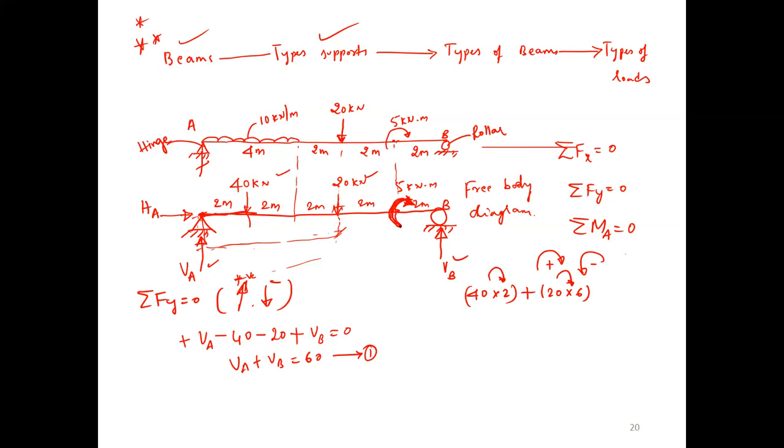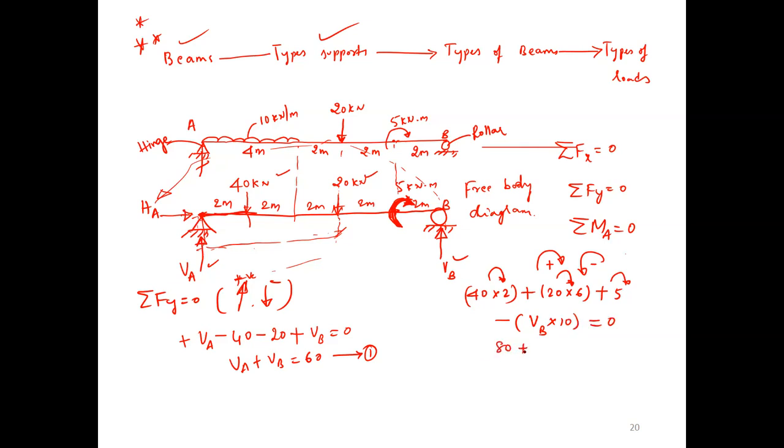Next, this is already a moment. Which kind of moment? Clockwise or anti-clockwise? Clockwise. So plus 5, clockwise. And this VB, with respect to how it is rotating? Anti-clockwise. So minus VB into what is the perpendicular distance? 2, 4, 6, 8, 10. 10 VB, which is equal to 0.